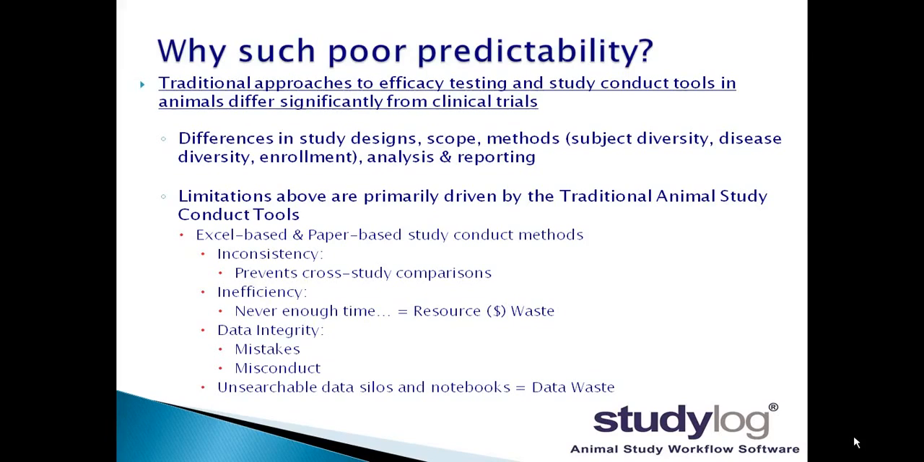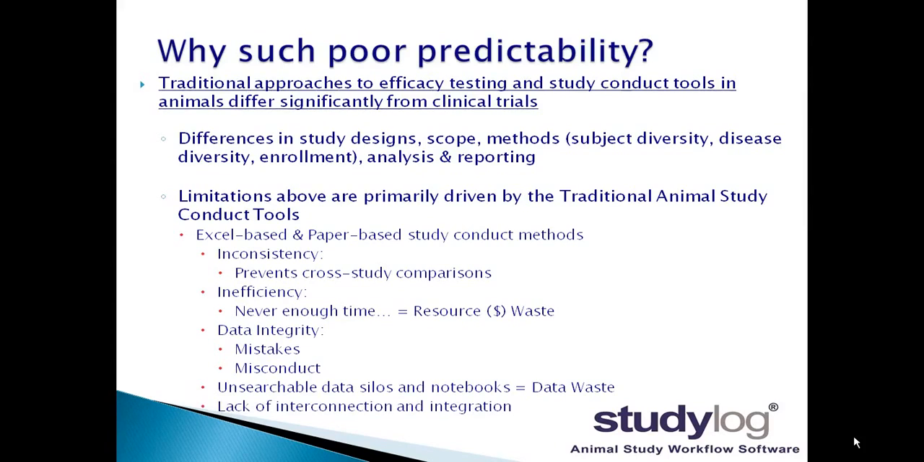And because of how the data is collected in notebooks and Excel spreadsheets, it's usually only available to the originator and to no one else. It remains in these data silos, which are by design unsearchable. If you can't find data, it's effectively discarded, and that is a tremendous waste of data, research, resources, animals, time, money, all of things which are really precious and difficult to come by increasingly.